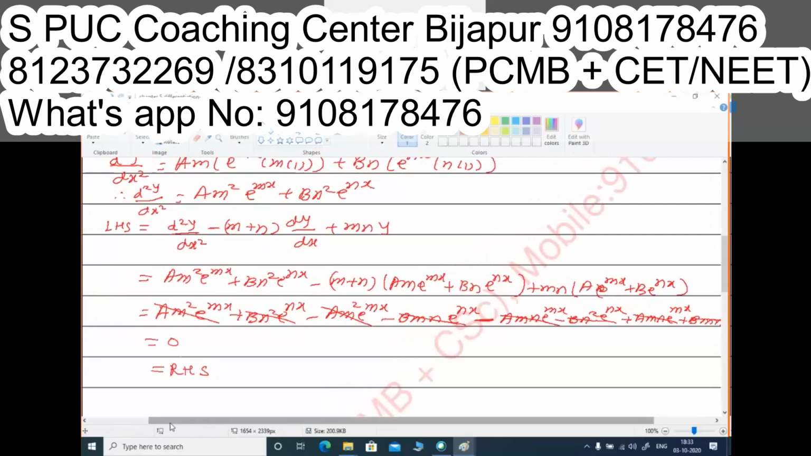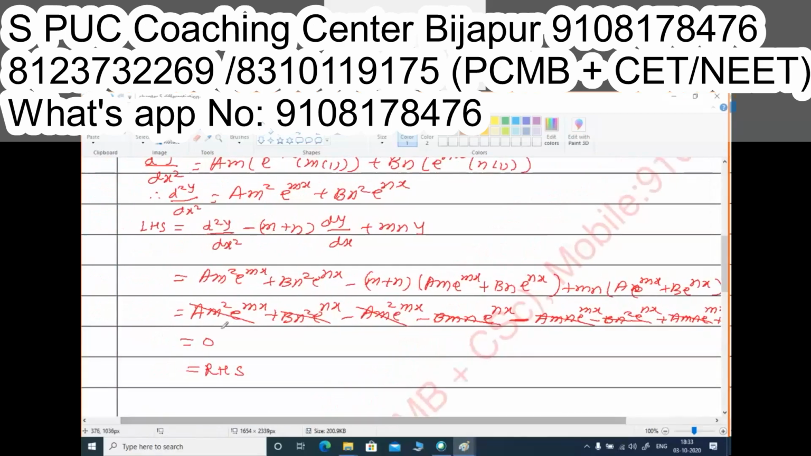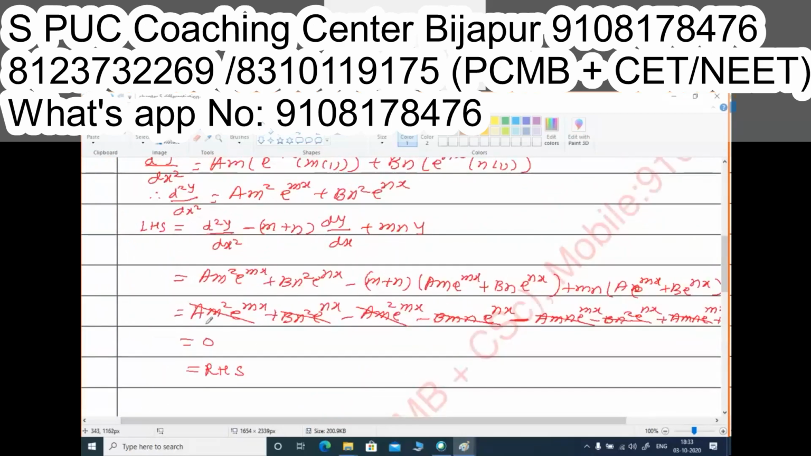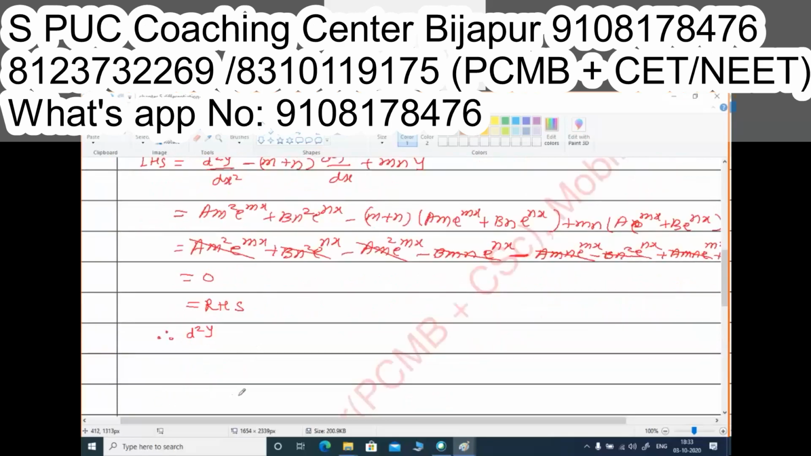Therefore, you can write whatever he has asked. From LHS we obtained the RHS. Therefore, the question whatever he has given, write that: d square y by dx square minus (m plus n) dy by dx plus mn y equals to 0.